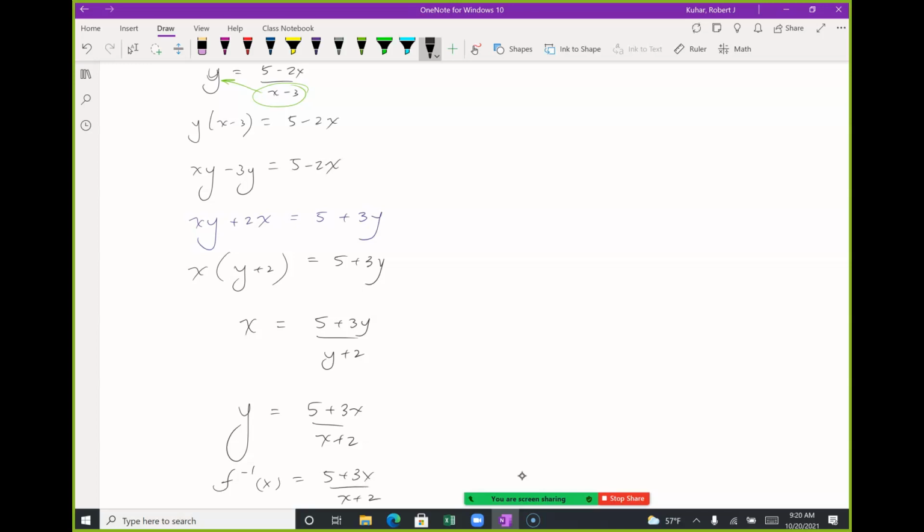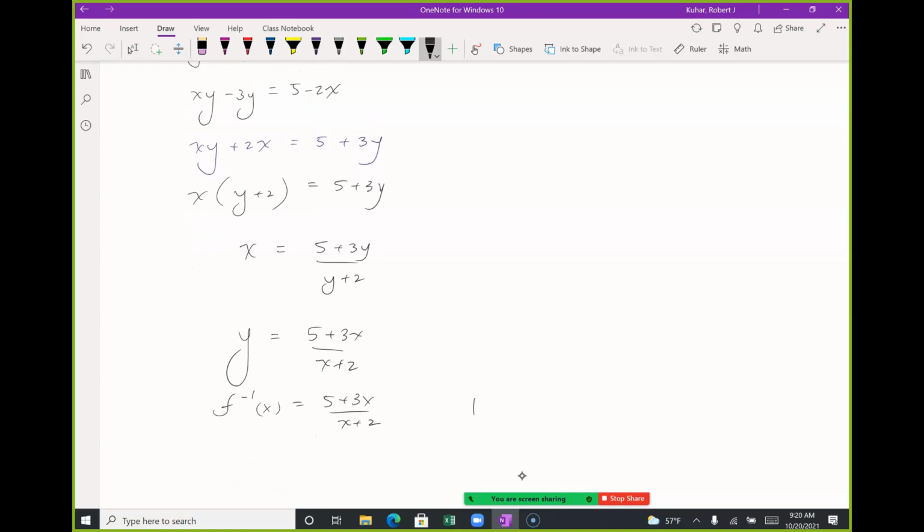Now notice the domain of the inverse. Notice the domain of the inverse. x can't be what? Negative 2. Sorry, negative 2. And that is the range of my original function. Because when you're finding an inverse, you're switching x's and y's. You're switching your domain and range. So if you want the range of your function, you're finding the domain of the inverse.